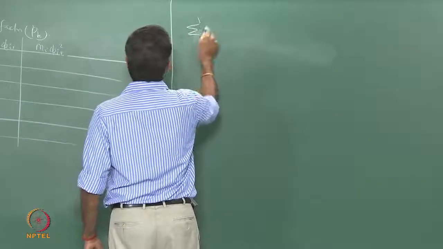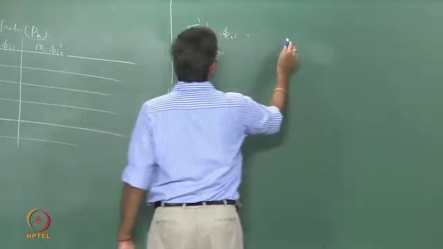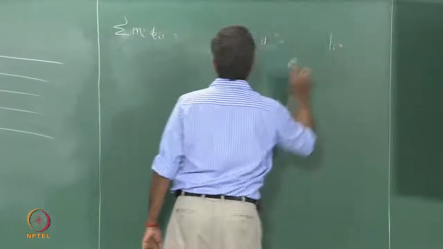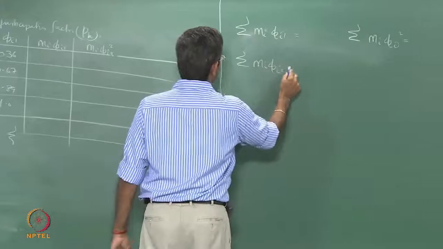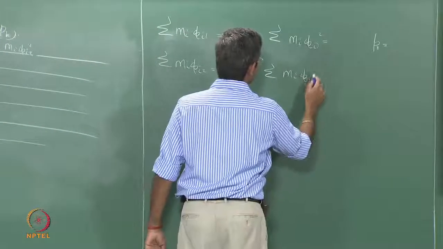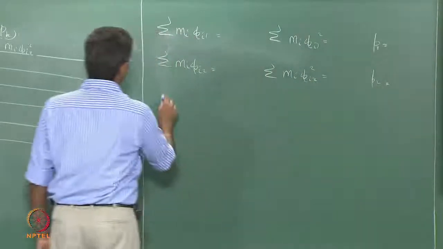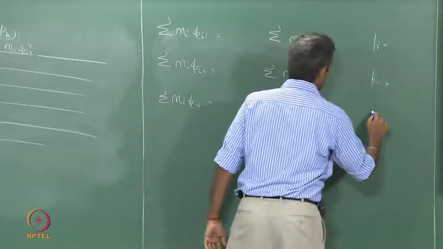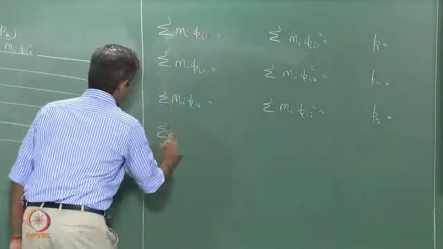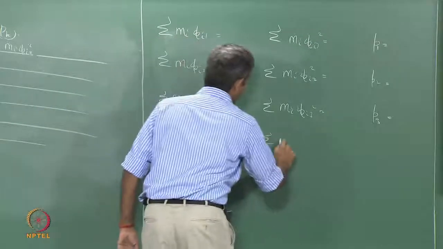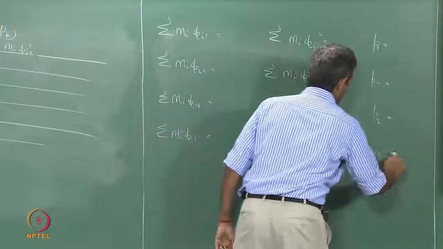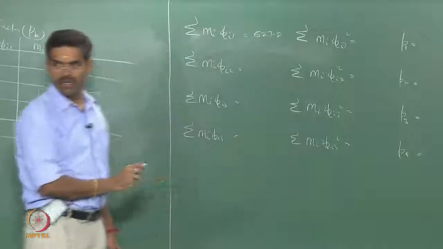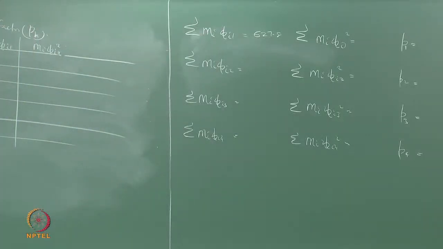So, I should say sum of Mi phi i1, sum of Mi phi i1 square, and therefore P1; sum of Mi phi i2, sum of Mi phi i2 square, and therefore P2; sum of Mi phi i3, sum of Mi phi i3 square, therefore P3; sum of Mi phi i4, sum of Mi phi i4 square, therefore P4. So, this is 627.8, am I right? 509.67.